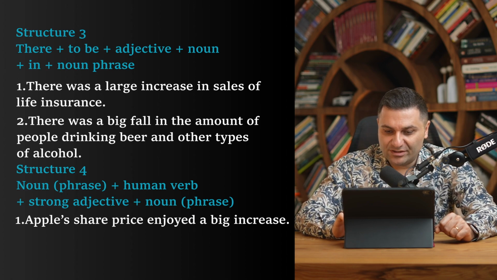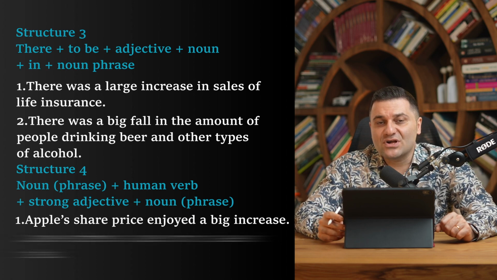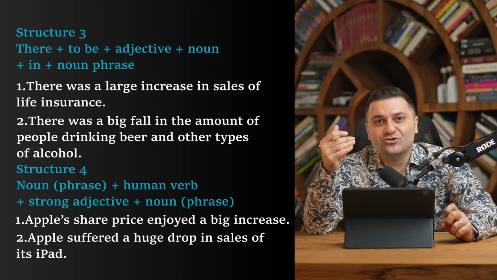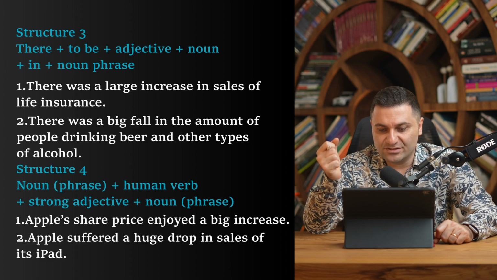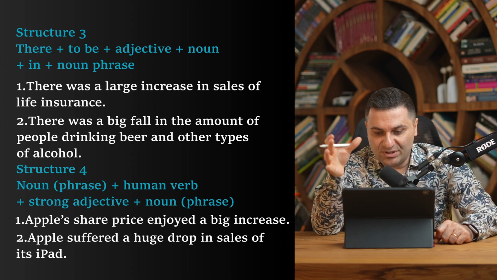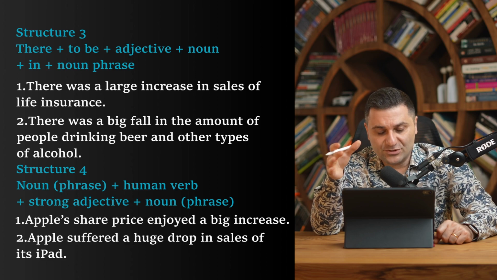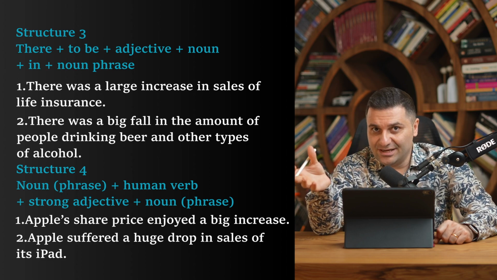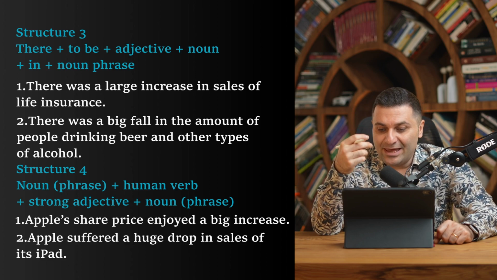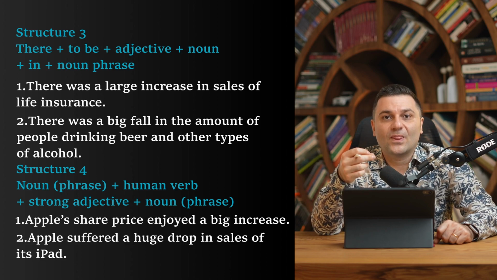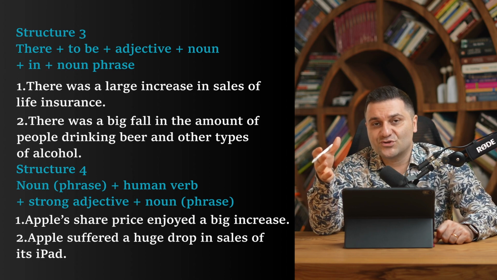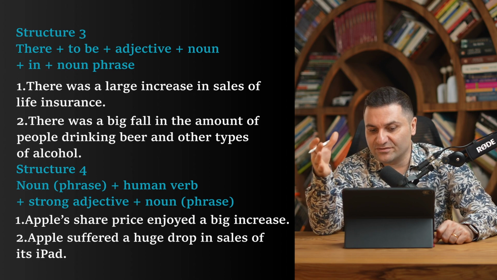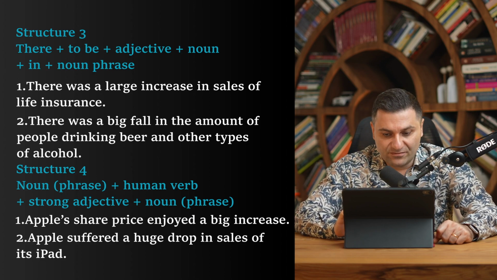Now let's work on another example. Apple suffered a huge drop in sales of its iPad. So Apple is our noun phrase or noun. Suffered is our human verb. A huge is our strong adjective. Drop in sales of its iPad is our noun phrase.